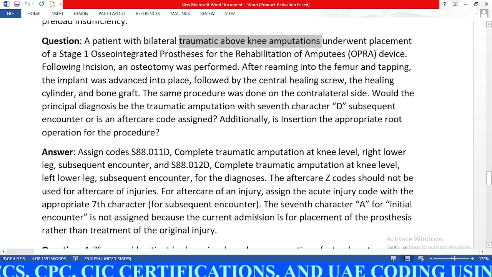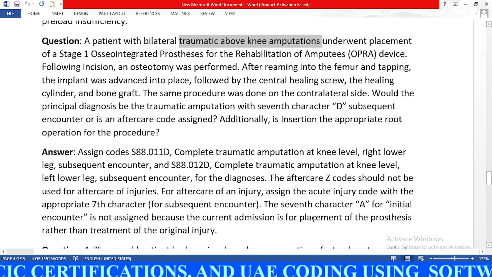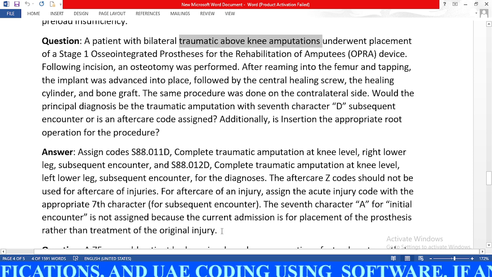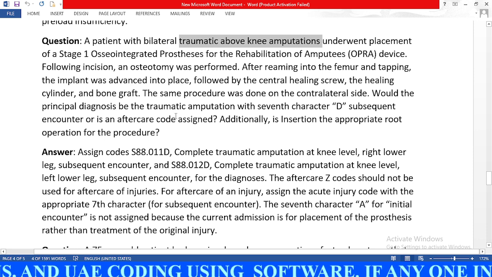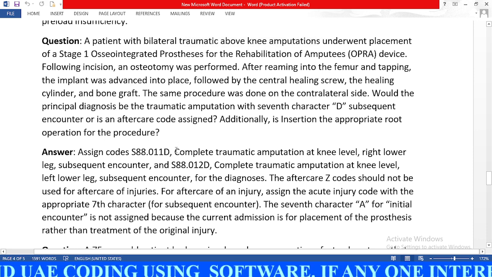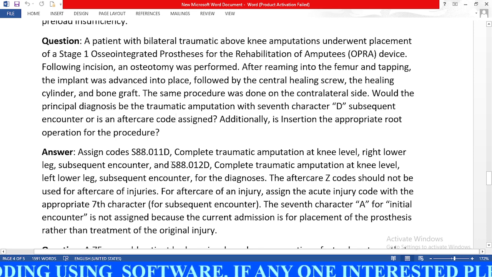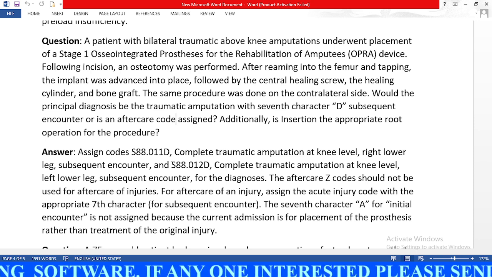The 7th character A for initial encounter is not assigned because the current admission is for placement of the prosthesis rather than treatment of the original injury. So here the patient has completed the treatment and he has a prosthesis. So the patient here came for the prosthesis. So here we need to code subsequent encounter.